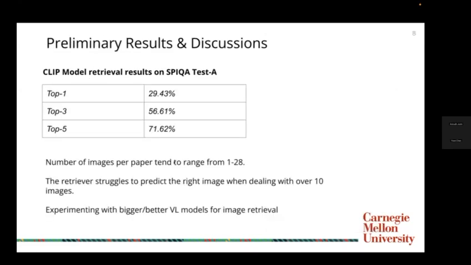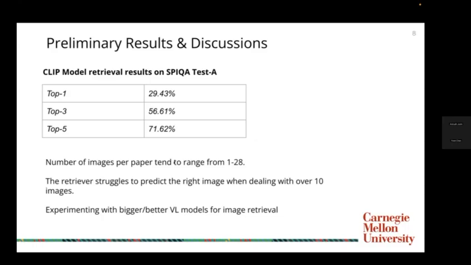So moving to the preliminary results and discussions. We have results for our CLIP model for image retrieval on the Speaker test set, which comprises 666 examples. Given a question and a research paper, the CLIP-based model is able to retrieve the right image on the first try 29.43% of the time, 56.61% of the time in 3 attempts, and 71.62% of the time in the top 5 attempts.